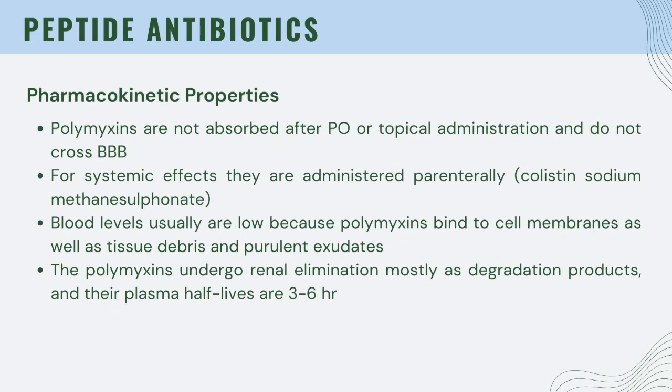Polymyxins are not absorbed after oral or topical administration and do not cross the blood-brain barrier. For systemic effects, they are administered parenterally. Blood levels usually are low because polymyxins bind to cell membranes, as well as tissue debris and purulent exudates. The polymyxins undergo renal elimination, mostly as degradation products, and their plasma half-lives are 3 to 6 hours.